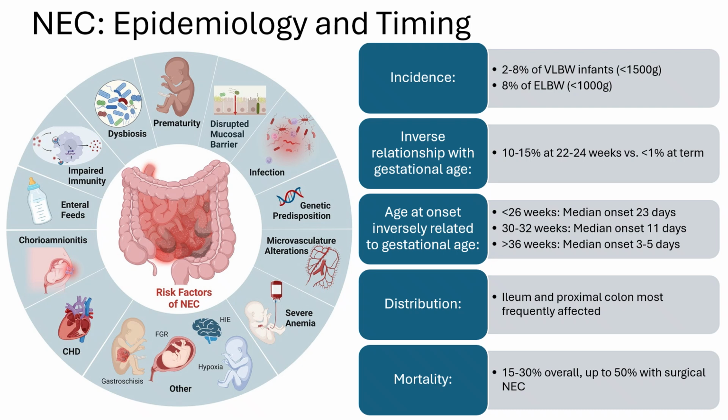These patterns guide our approach. We maintain highest vigilance in extremely premature infants around 3 to 4 weeks of age when their risk peaks. Understanding these epidemiological relationships helps us anticipate problems and intervene before catastrophic progression occurs.